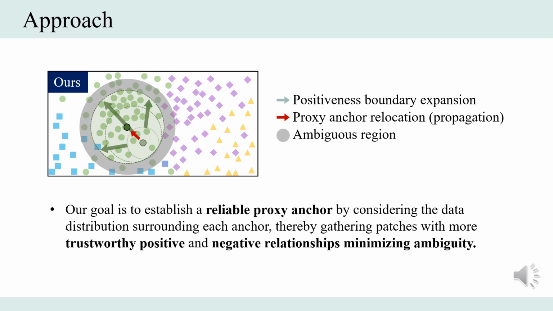So, we address this by establishing a reliable proxy anchor to gather more trustworthy positive and negative sets. Specifically, we relocate each anchor's proxy to densely populated regions of semantically similar samples, identifying more trustworthy positives and excluding ambiguous samples from training. Here, the proxy anchor indicates the relocated anchor.